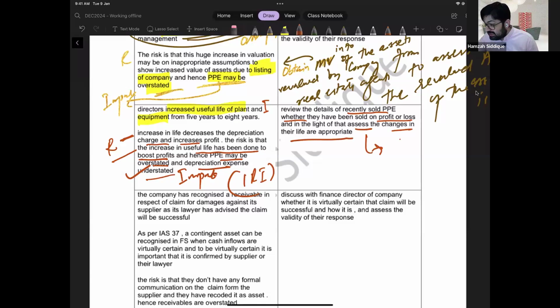This is a substantive test clearly to verify. I said that the risk is that the increase may have been done. This is the risk. We are verifying it.